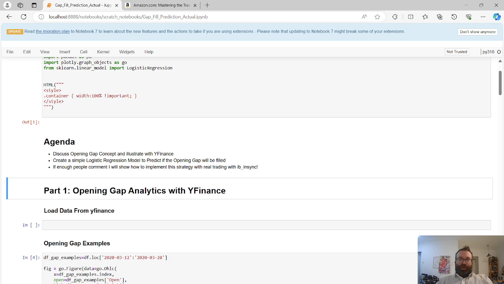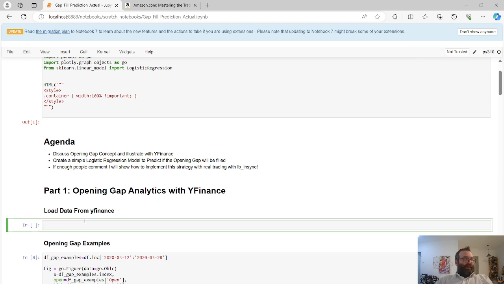Okay, the first part we're only going to use Yahoo Finance so everyone can run it, and then the second part I'm going to have to use Interactive Brokers because I want to have pre-market data to create the model of predicting if the gap will fill or not. So first, let's just show you the concept. To do that, let's get some data from Yahoo Finance.